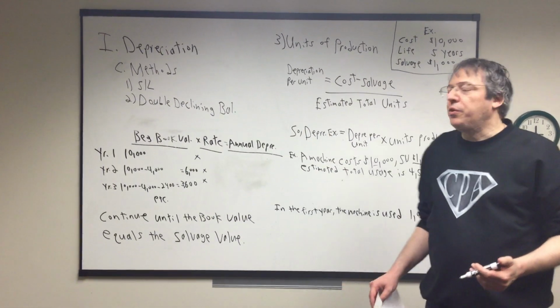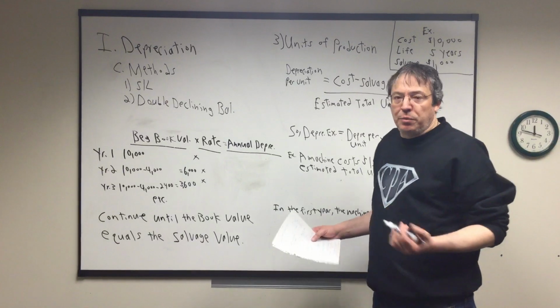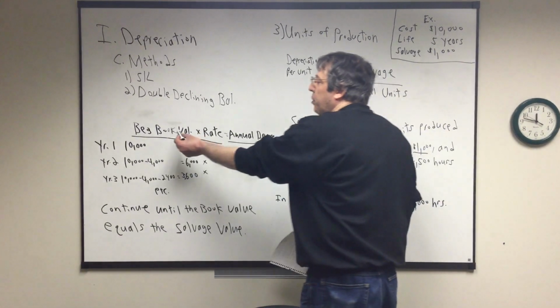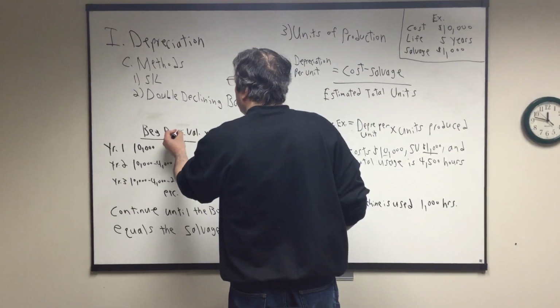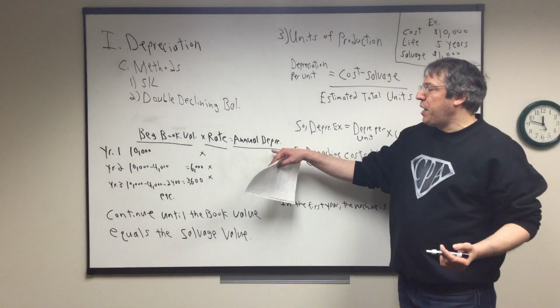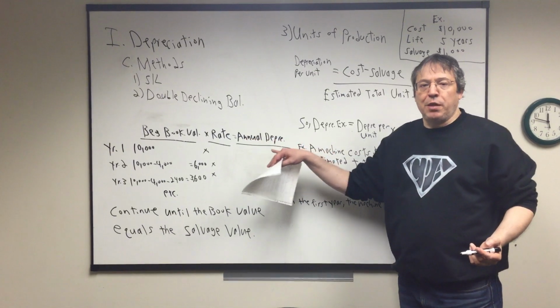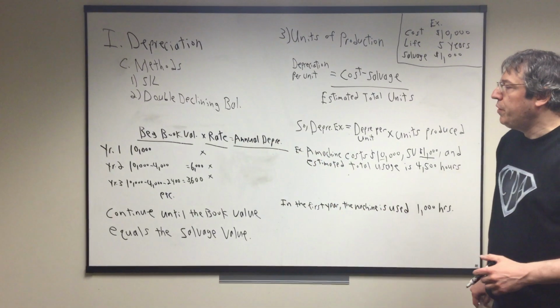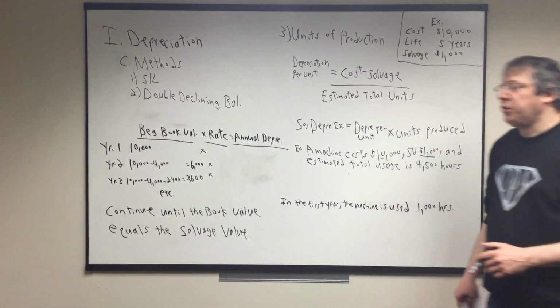Now the first thing you want to do is an initial setup for a double declining balance. So just write beginning book value times the rate equals annual depreciation. That's kind of like an initial setup we need to do. Beginning book value times the rate equals annual depreciation.